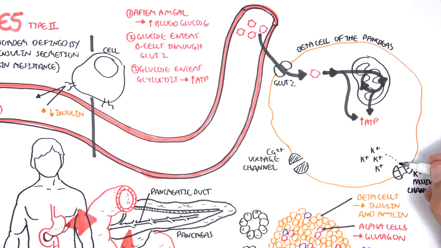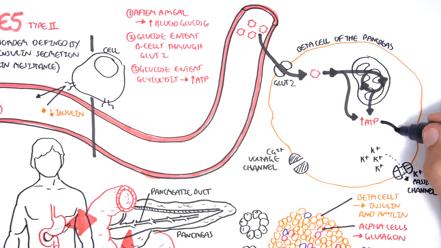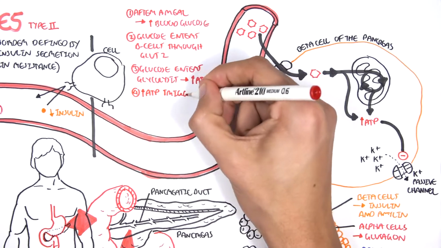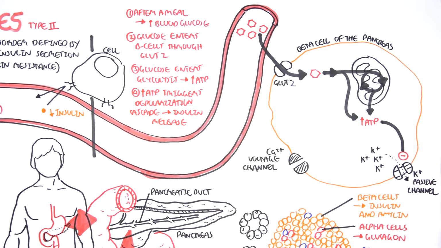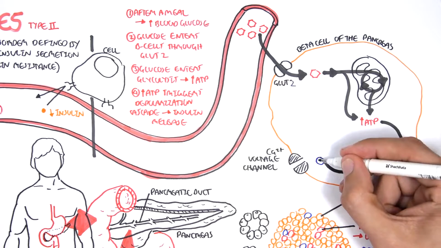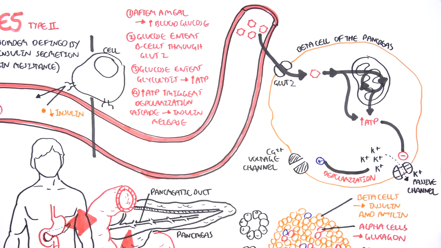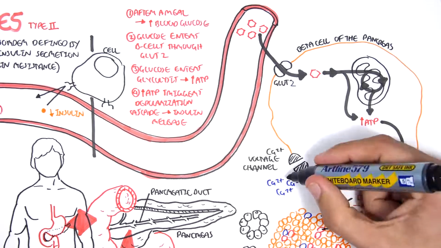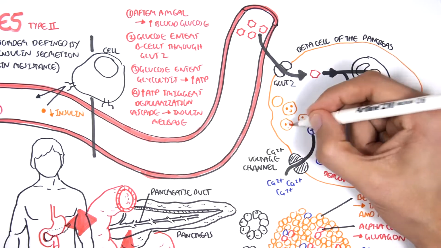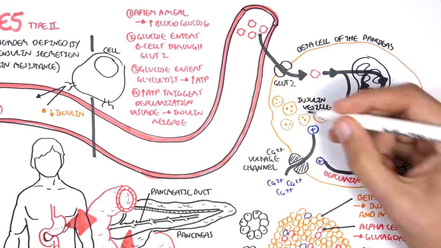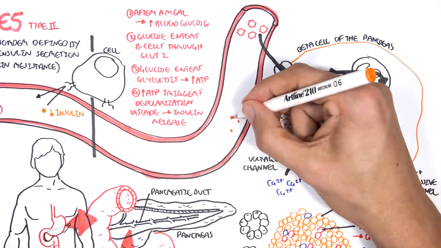Normally in the beta cell, potassium flows out, creating a negative gradient within the cell. However, the increase in ATP actually inhibits this process. So step 4, increase in ATP triggers a depolarization cascade within the cell, resulting in insulin release. So drawing it out, the increase in cellular potassium causes depolarization, resulting in opening of calcium voltage-gated channels. This causes an influx of positively charged calcium. The calcium then triggers insulin release via the vesicles.